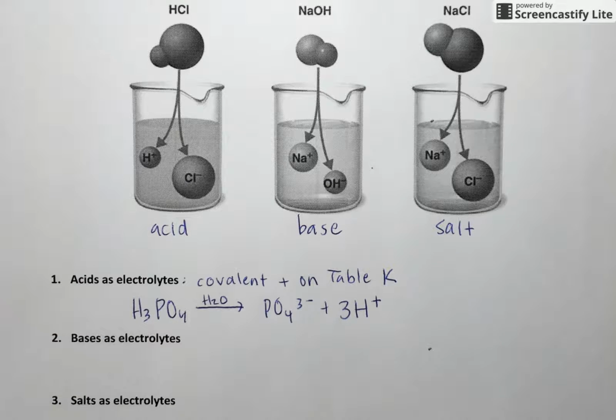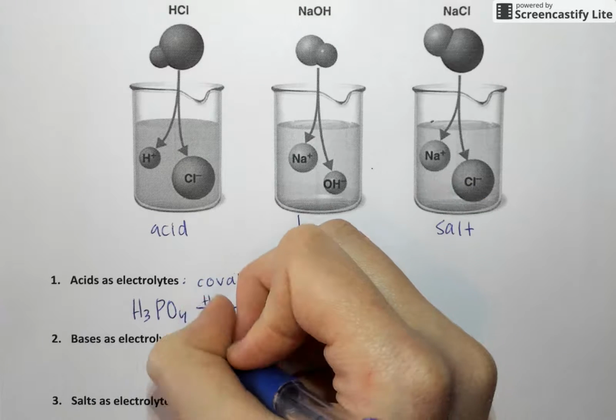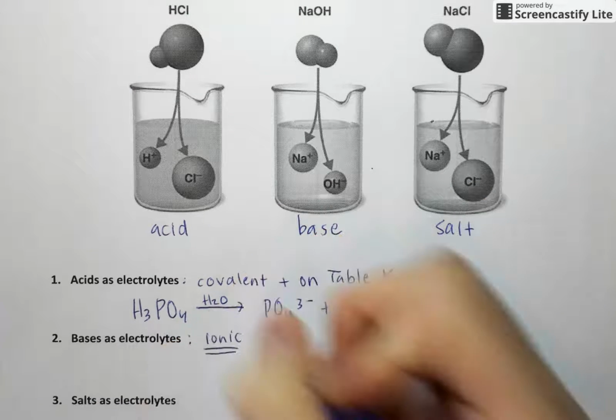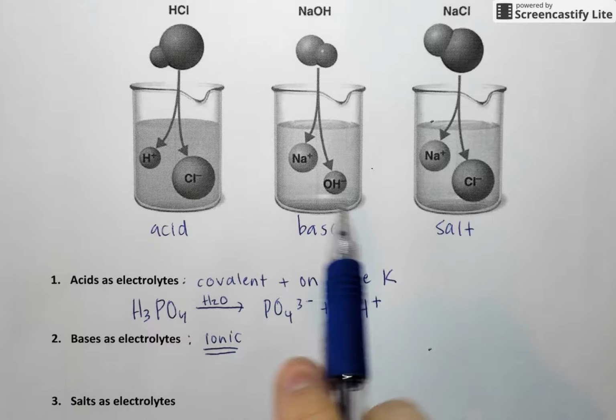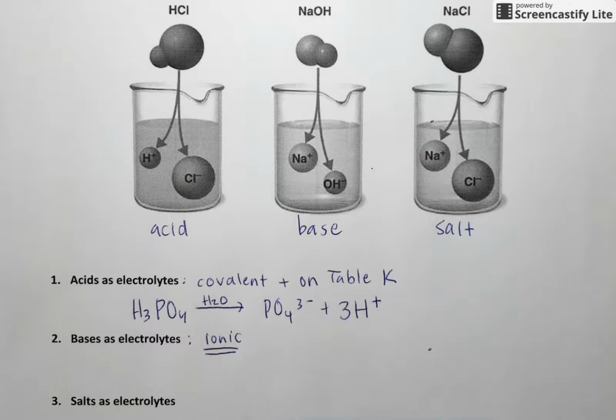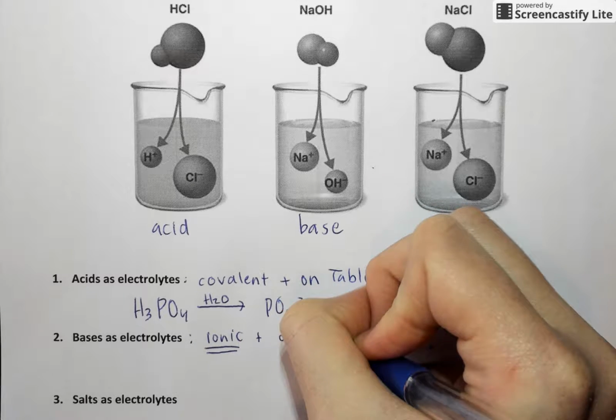Bases have similar easy rules to classify them as electrolytes. They're always going to be ionic, and that's important because you're going to see some organic compounds that we'll talk about later in the year. Those are not electrolytes because they aren't going to be able to break apart in the way that bases are. So they're ionic, and most of the time they're going to be on table L.